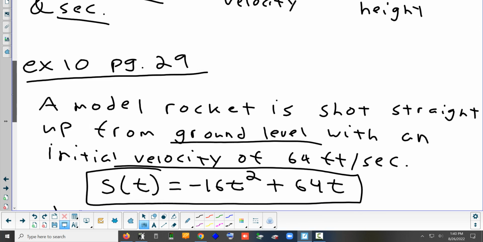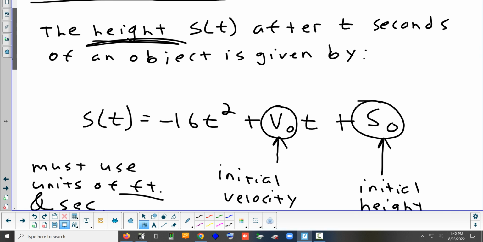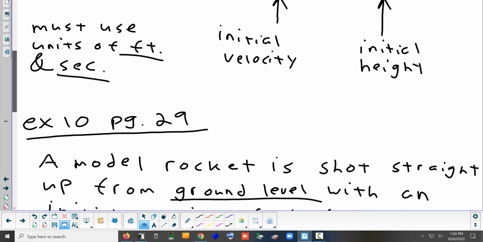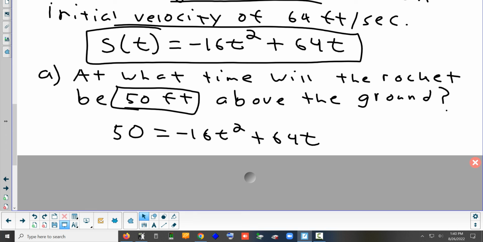S of t, yeah. S of t is the height. T is the time. This is a height. So 50 equals negative 16t squared plus 64t. This is exactly the same type of equation you just solved. You'd have to set it equal to 0 by bringing the 50 to the other side and try to use the quadratic formula. But let's do it a little different.